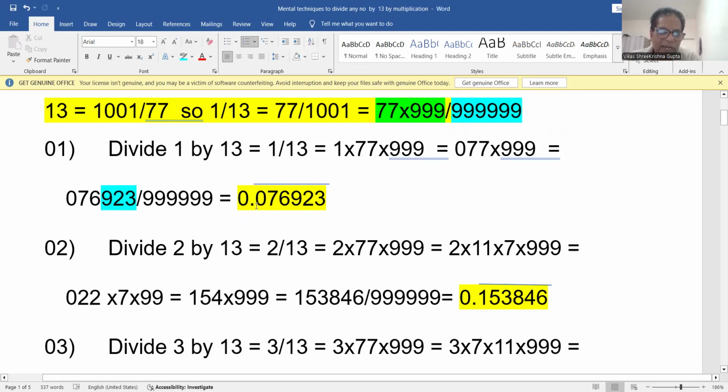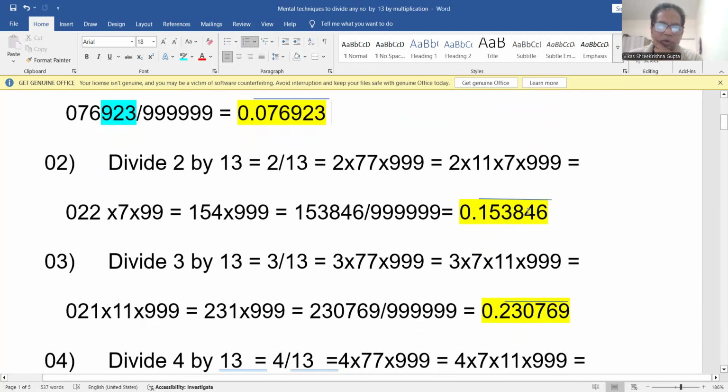My answer is 076923. Then I simply put a decimal in front of it, which is dividing by 999, so that it becomes a recurring but non-terminating decimal. It means this number will keep on repeating, 076923, 076923, endlessly. It is a non-terminating recurring decimal.